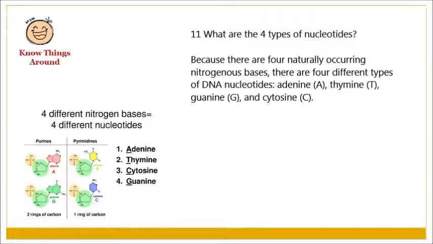What are the four types of nucleotides? Because there are four naturally occurring nitrogenous bases, there are four different types of DNA nucleotides: adenine, thymine, guanine, and cytosine.